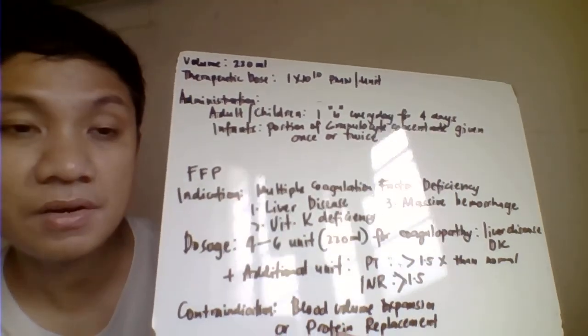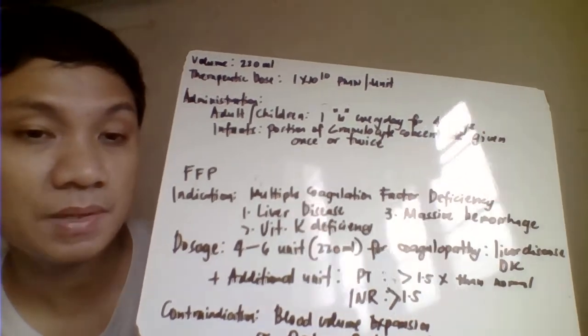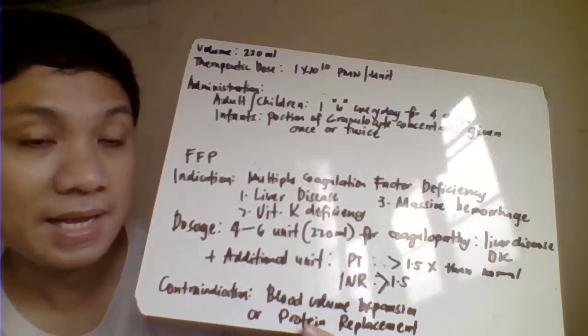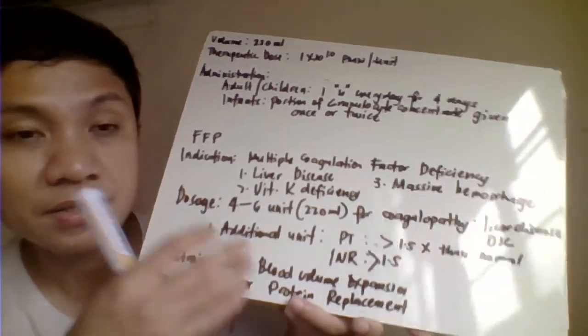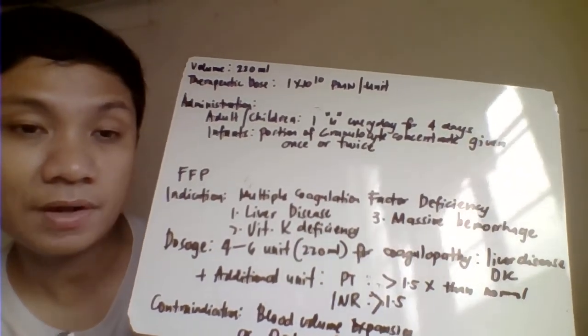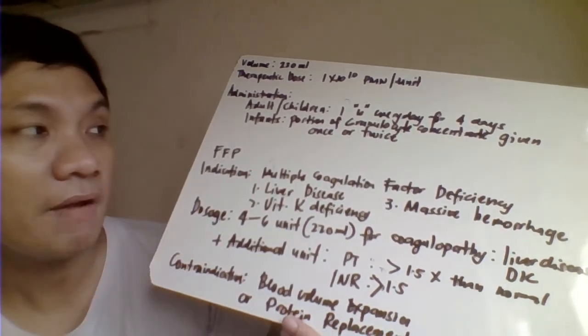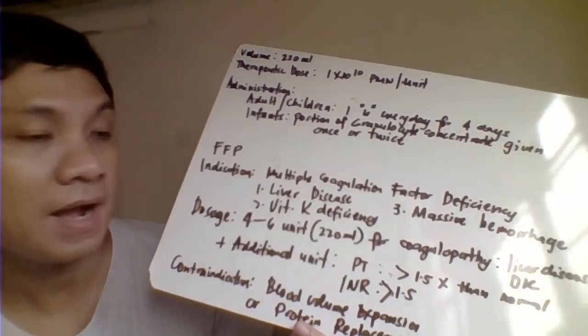One unit of your granulocyte concentrate contains 1 times 10 to the 10th WBC count. So that's already high because again, granulocyte concentrate should have a high concentration of WBC because we want to correct the problem with neutropenia. On the next one, we have your fresh frozen plasma.